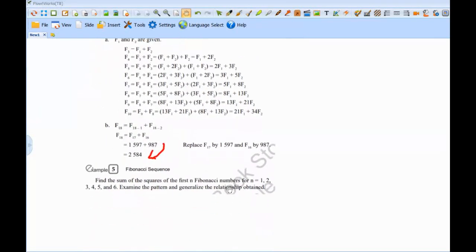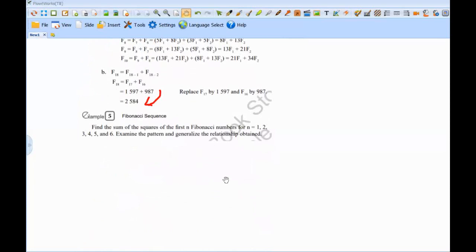Okay, next. Find the sum of the squares of the first n Fibonacci numbers, 1, 2, 3, 4, 5, 6. Examine the pattern and generalize the relationships obtained. Find the sum of the squares of the first n Fibonacci numbers. The sum of the squares. So what does it mean by that? Let us try to work on that in our copy.